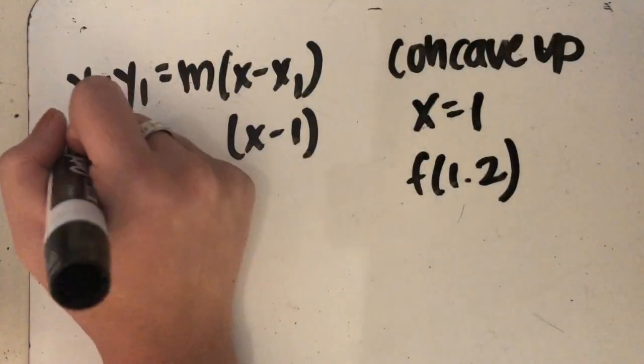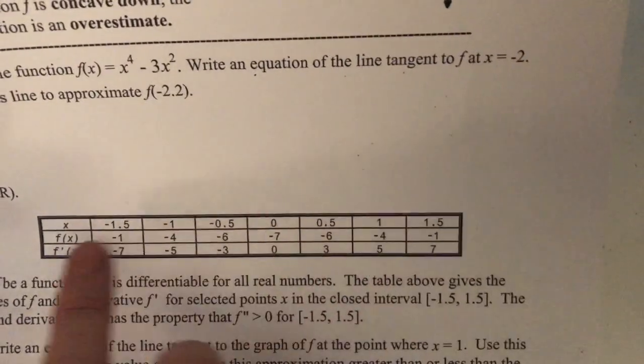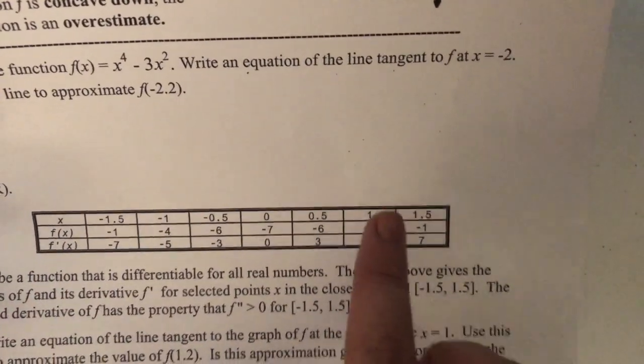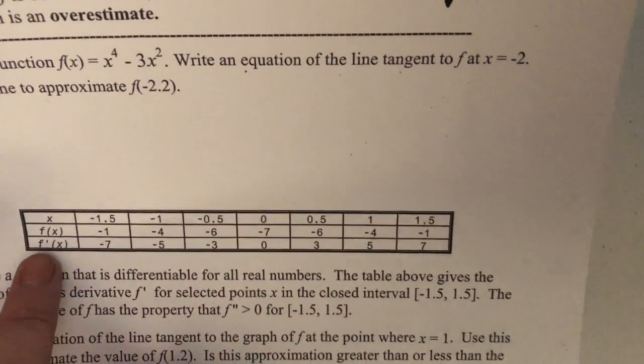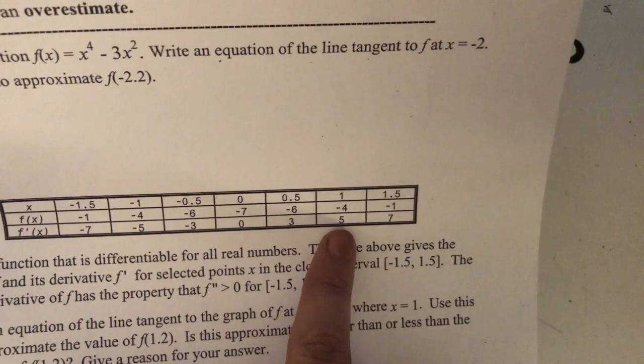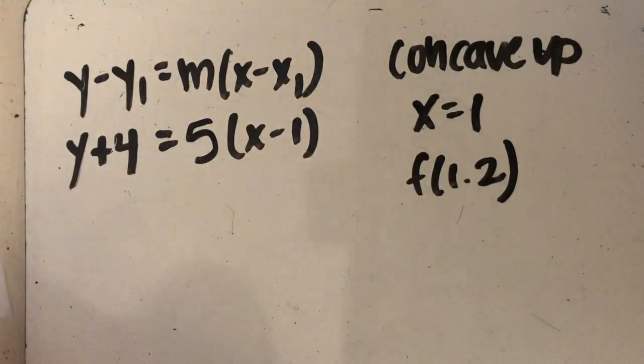So y1 must be -4, so I'd have y plus 4, right? So again, looking at my little chart here, I just looked at 1 and f of x to give me the y value, and then they give me the derivative too. So I don't need to go through the process of finding the derivative and plugging it in. I just know that the derivative is 5, so the slope must be 5, right? Just using your table there, okay?